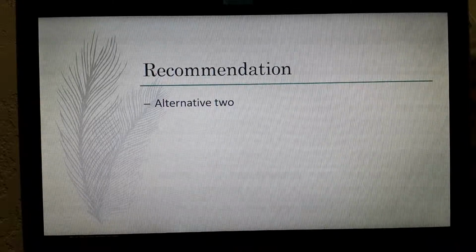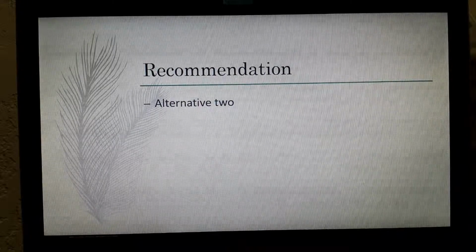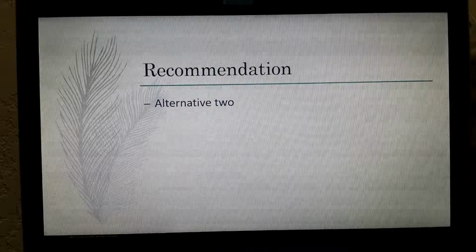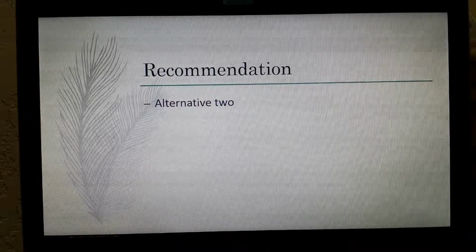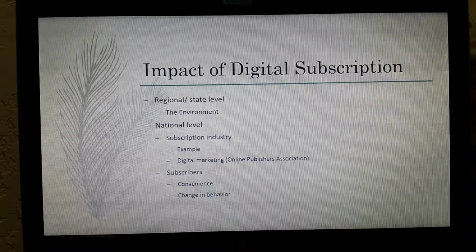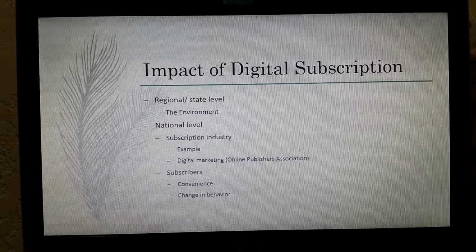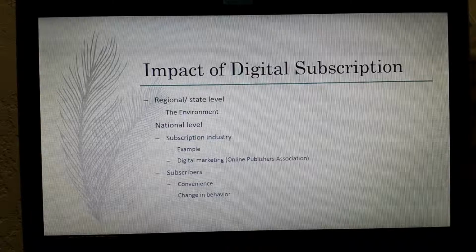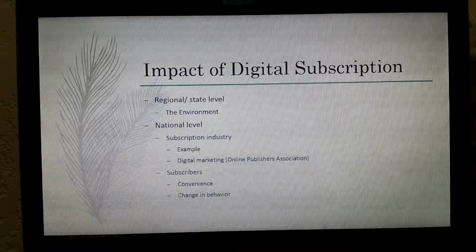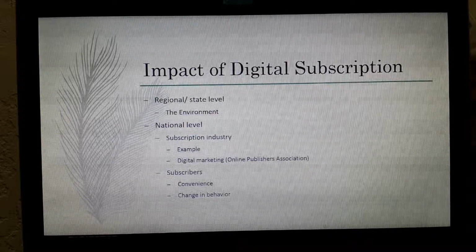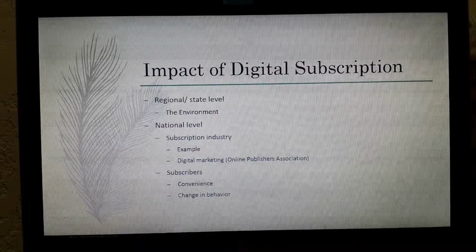Based on the analysis above, I recommend the second alternative to the ASIB because it has a greater impact on the community. At the regional and state level, since the ASIB does not need to print out as many journals as it used to, the ASIB can in fact preserve the environment by preventing more trees from being cut down.